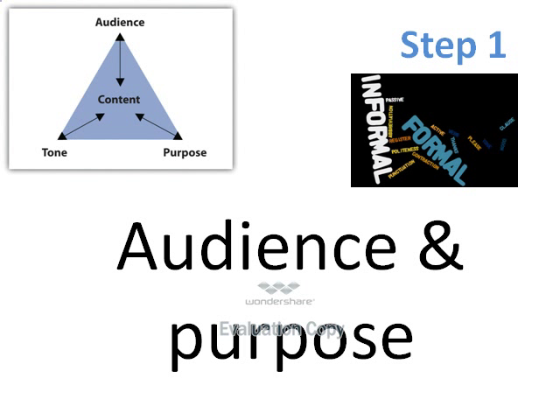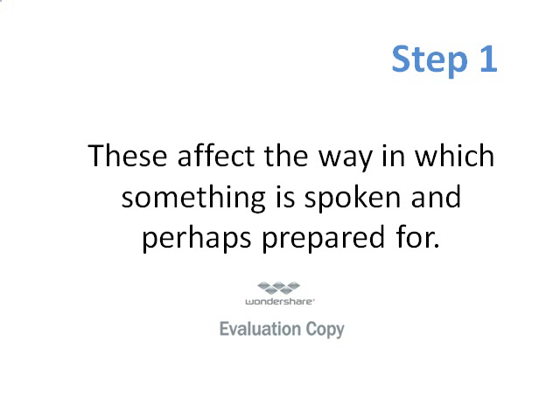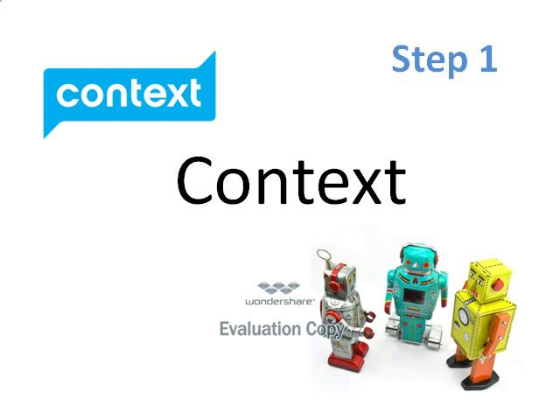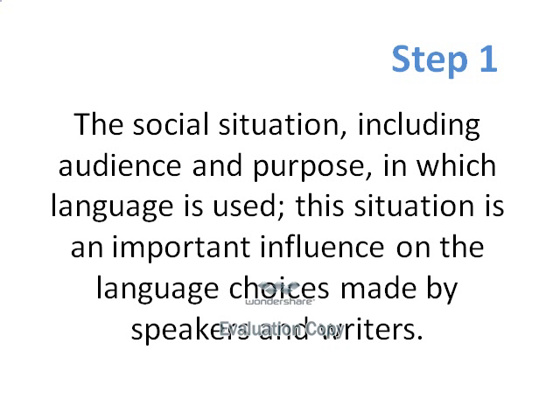So step one of your analysis needs to be audience and purpose. Who are they? And how might it affect content? You also need to think about context, and that's closely related to purpose and includes the formality of the situation. But it's basically the social situation in which language is used. This situation has an important influence on the language choices made by speakers and writers.